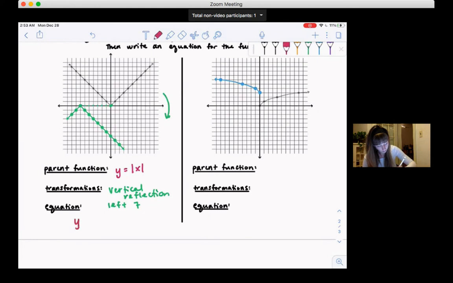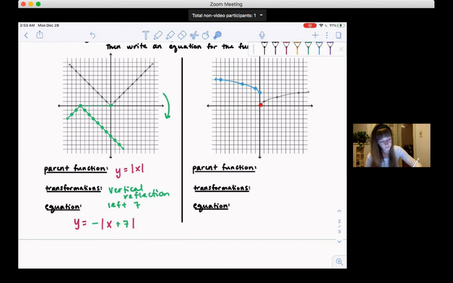Okay, y equals, the vertical reflection is a negative outside the function, so I put a negative to start. Left 7 is inside the function, so I open up the absolute value to get inside the function. And to go left, we do a plus 7, right? Inside. So x plus 7 inside. And there we go. This gives us the vertical reflection. The plus 7 inside gives us the translation to the left.